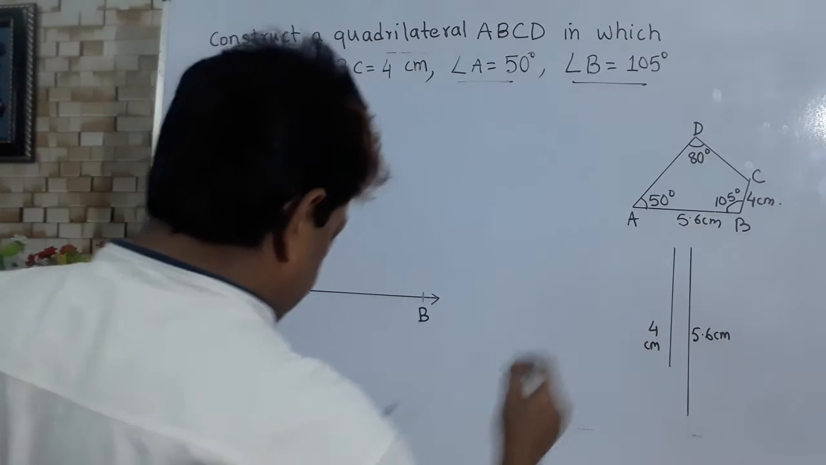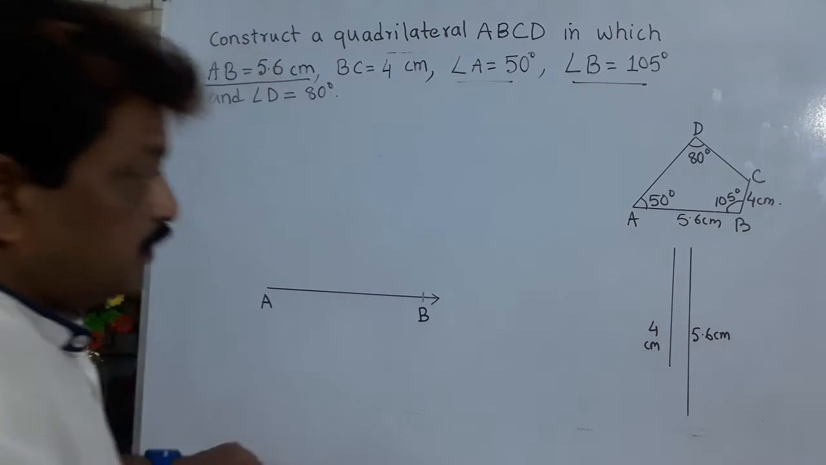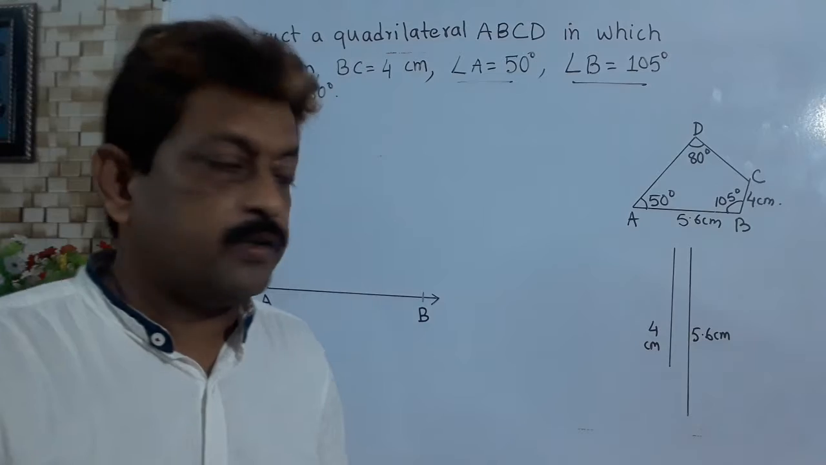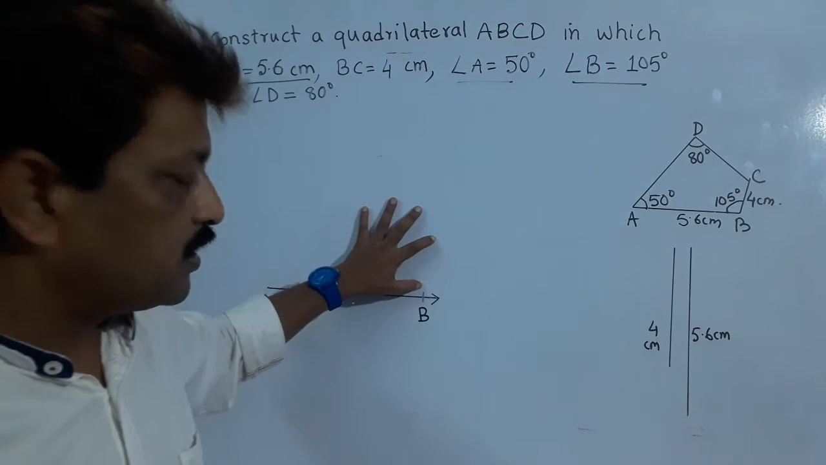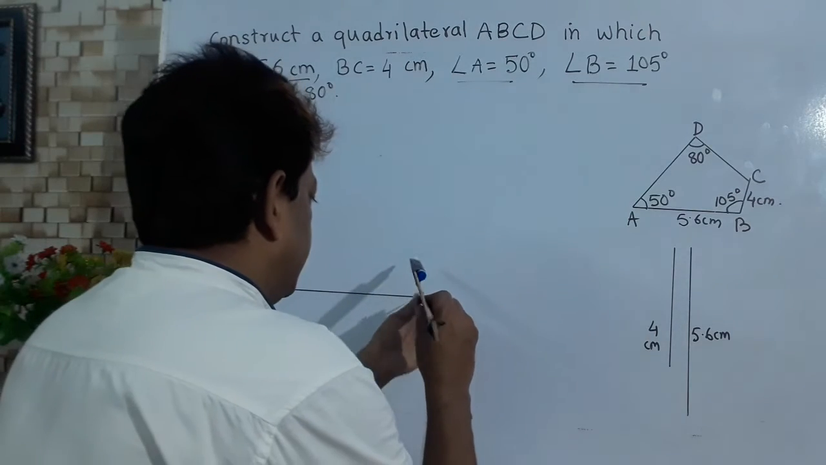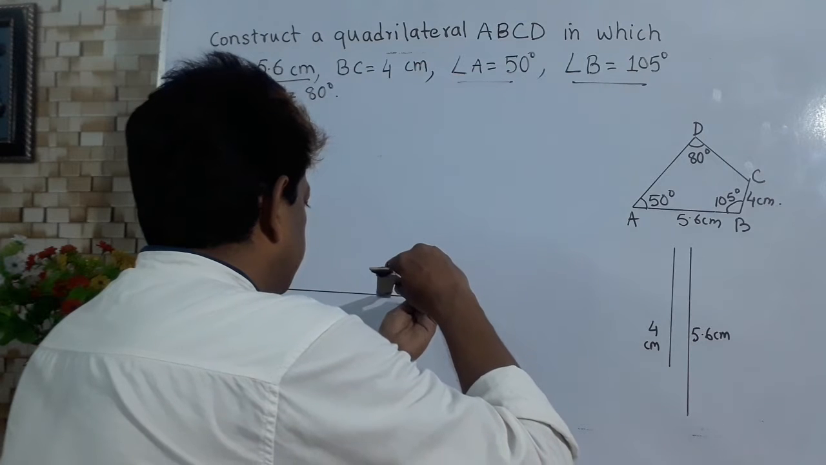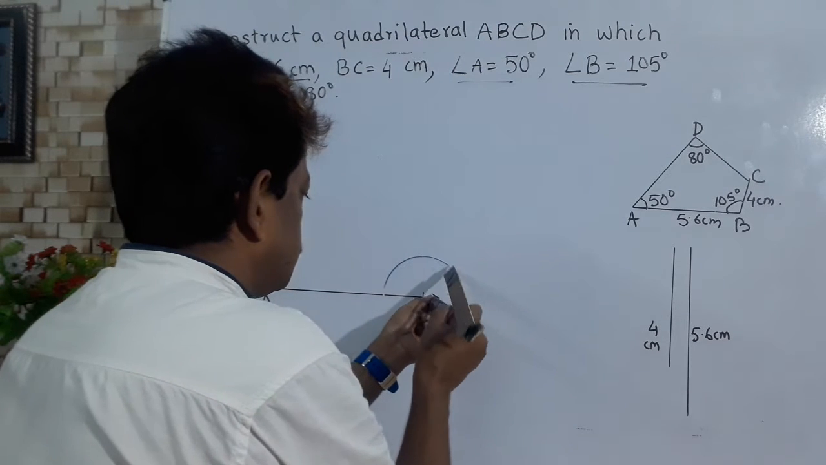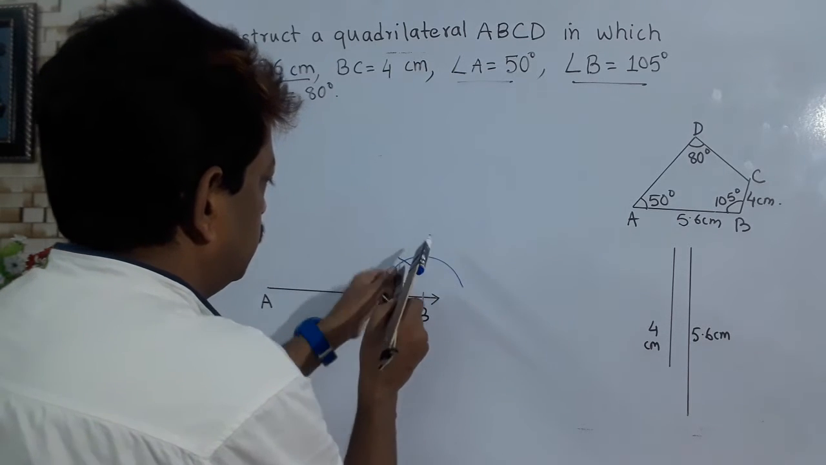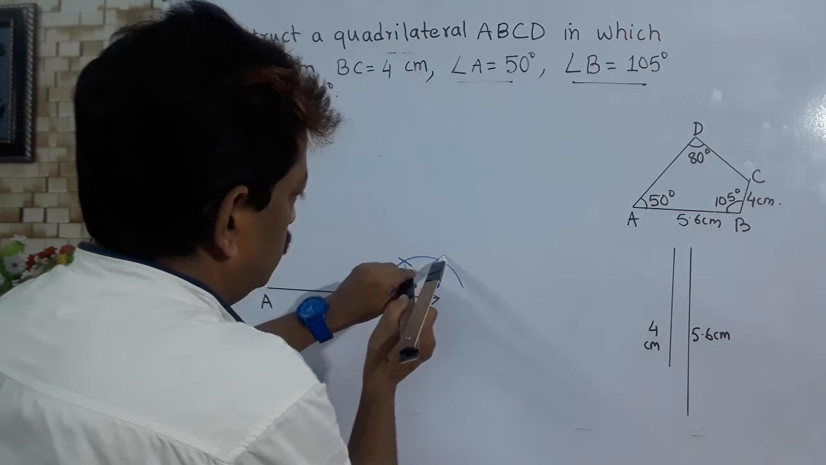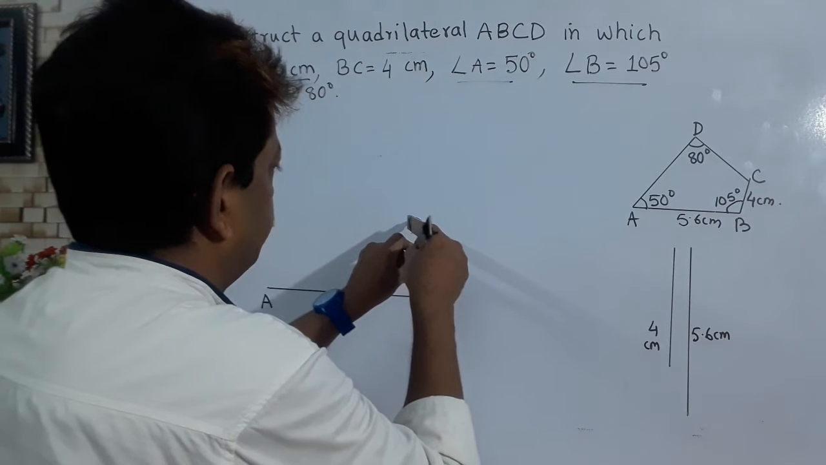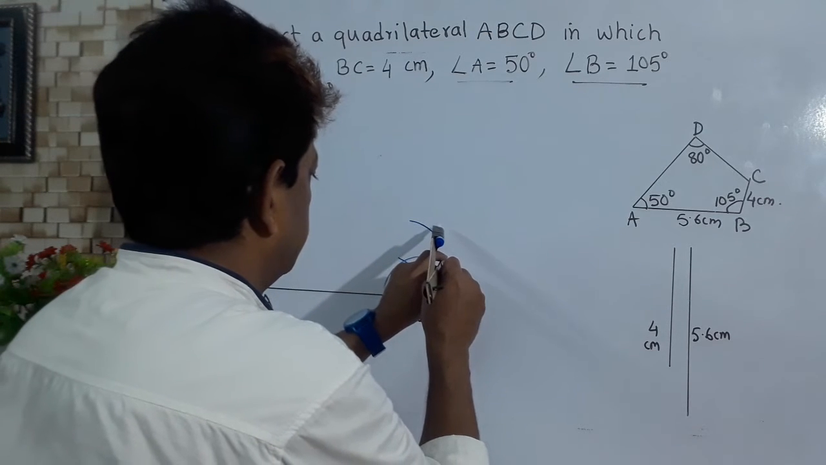Now angle B is 105 degrees. You know that 105 degrees lies between 90 degrees and 120 degrees. So first of all, let me construct 105 degrees at B. First of all, any arc. This is 60, this is 120, and here it will be 90 degrees.